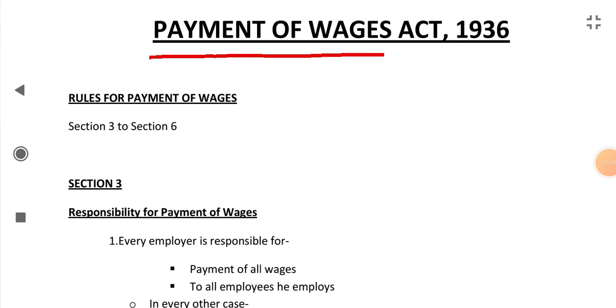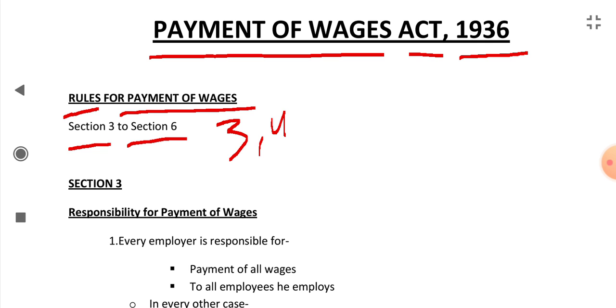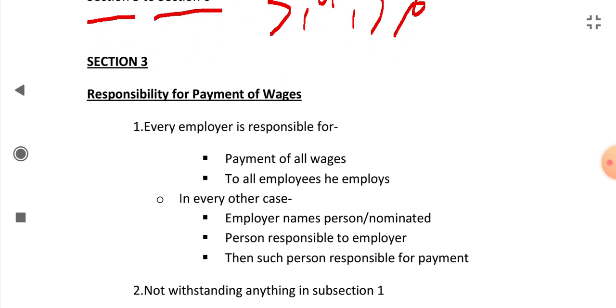Payment of Wages Act 1936. Here we will study the rules for payment of wages. They are under section 3 to section 6. It means section 3, section 4, section 5, section 6. So let's go to section 3.